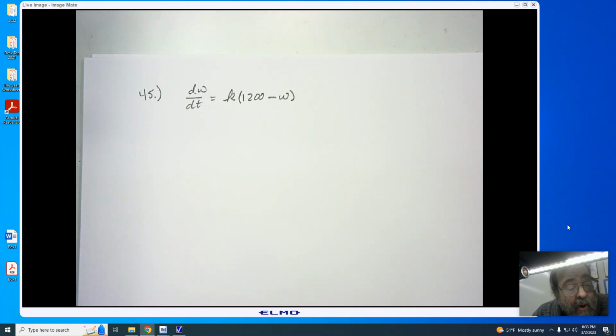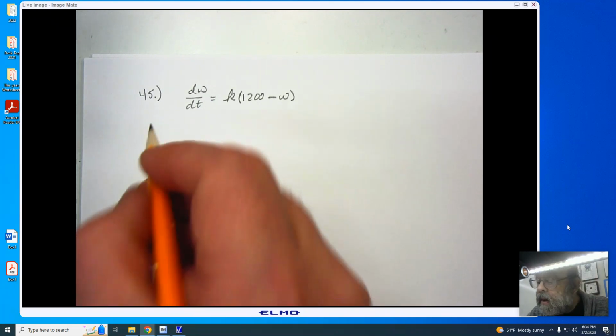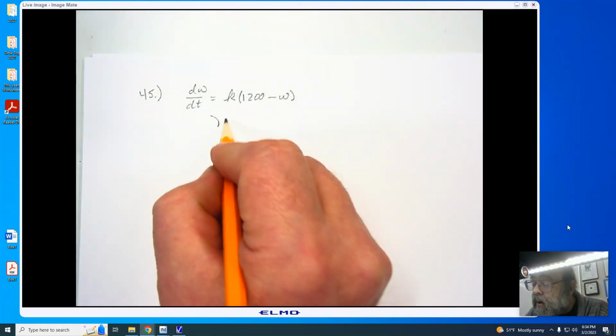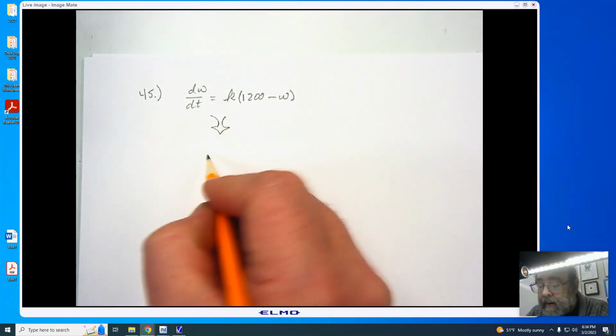60 pounds at birth and gains weight at a rate of dW/dt equals k times (120 minus W). Now you'll notice that the rate of change in the weight is directly proportional to the difference between a constant and the weight. We know this as a restricted growth problem, and therefore we can immediately go to our restricted growth formula.